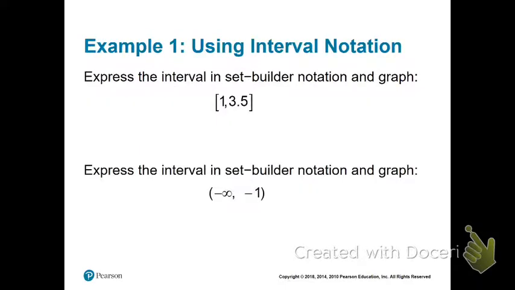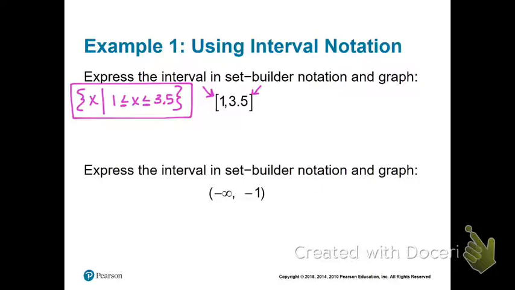All right, so example 1 says using interval notation, we're going to express the interval in set builder notation and we're going to graph it. So for this first one, for set builder notation, the set of all x's such that, we're just going to go from 1 to 3.5, put x in the middle and always use less than symbols. Is it equal to at the 1? Yes, it's got a bracket. Is it equal to at the 3.5? Yes, it's got a bracket. And close your set builder notation.